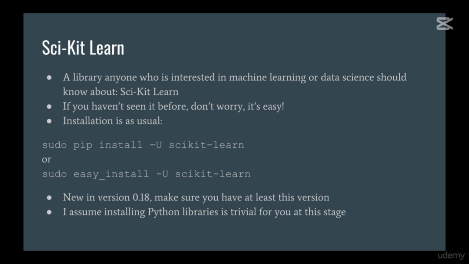I suspect that all of you already know how to install Python libraries, given that you've already had to install some to write the code in this course and in the prerequisites. I believe that version 0.18 is the first version of scikit-learn to include neural networks, so you may want to verify that you have at least this version for the code to work.